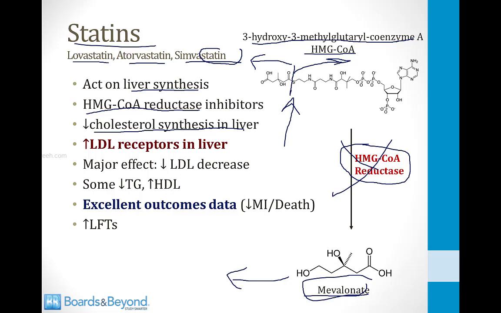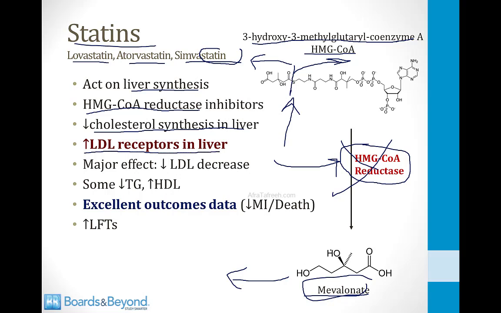Now, the board examiners who write the questions for step 1 are well aware that many students memorize that statins inhibit HMG-CoA reductase, so they're unlikely to ask you about this enzyme. What they are more likely to ask you about is the fact that the result of treating patients with statin is to increase LDL receptors in the liver.